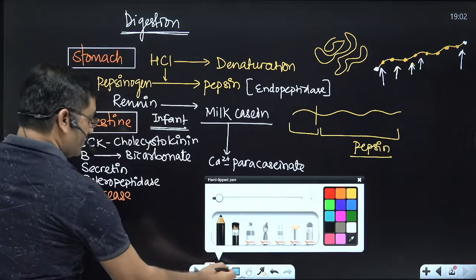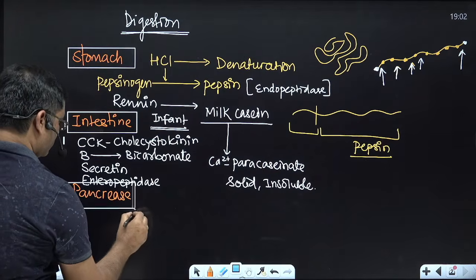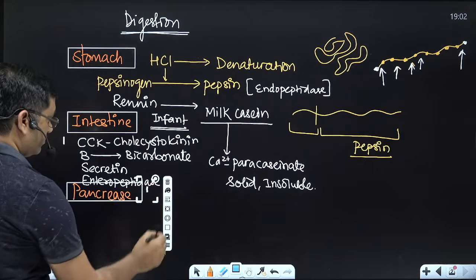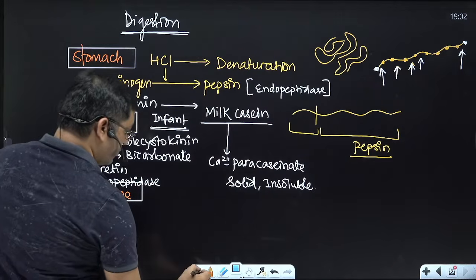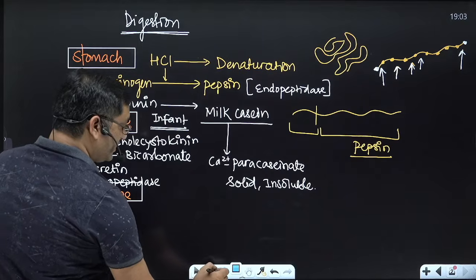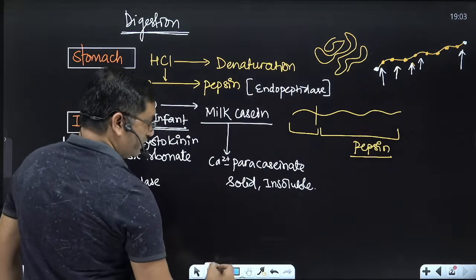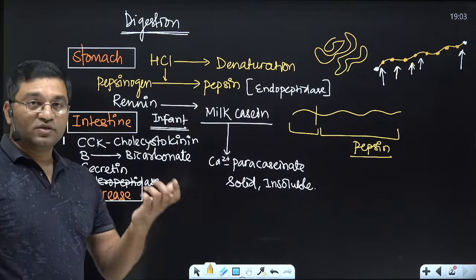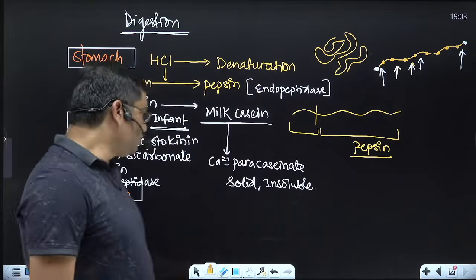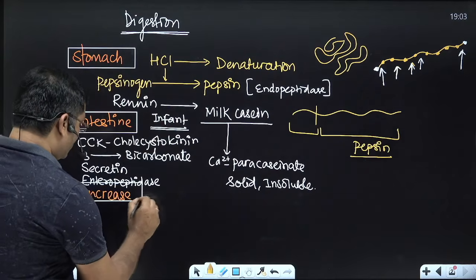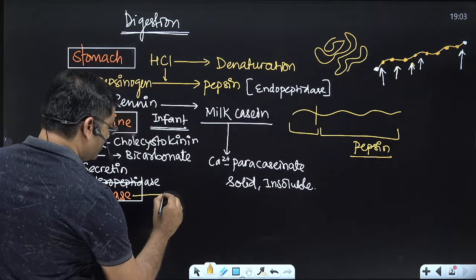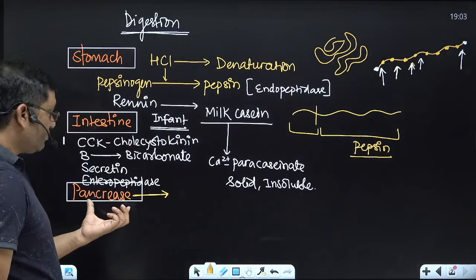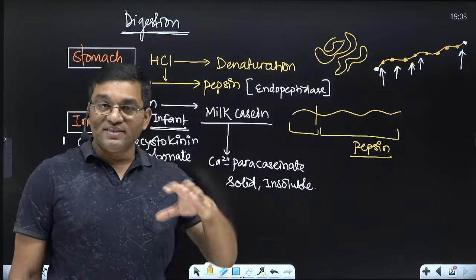From the pancreas, there is release of peptidases, particularly the endopeptidases and some exopeptidases. They are released in the pancreatic juice. Okay, so enteropeptidase causes the conversion of trypsinogen into trypsin. Cholecystokinin causes the release of pancreatic enzymes, peptidases.